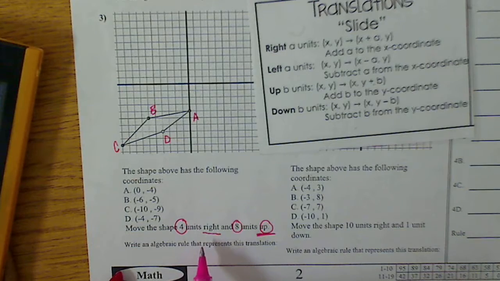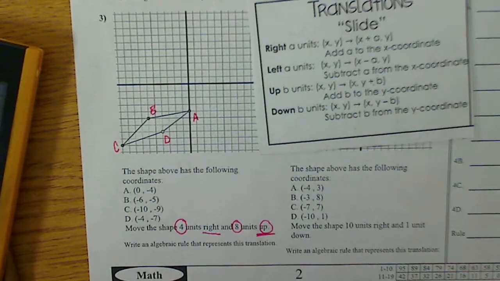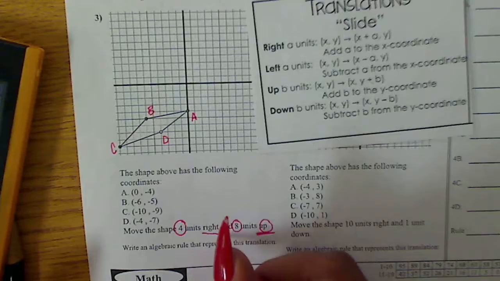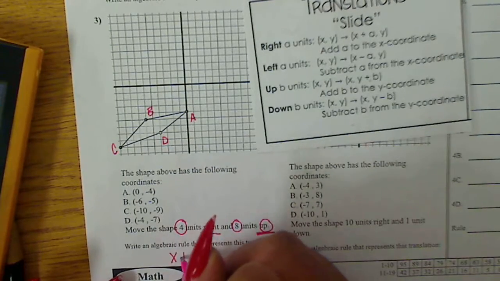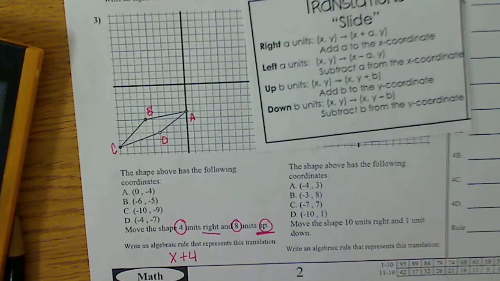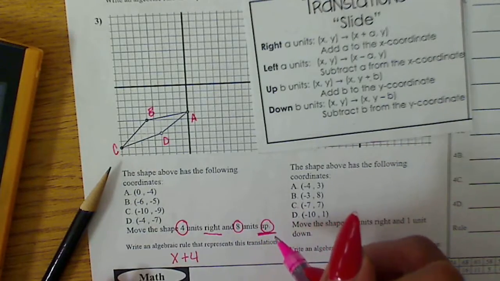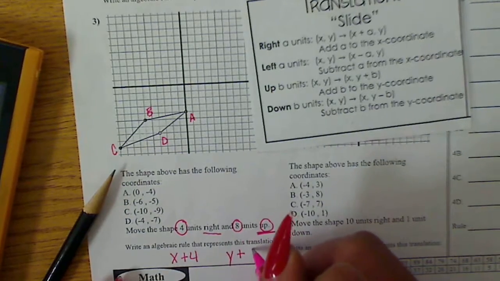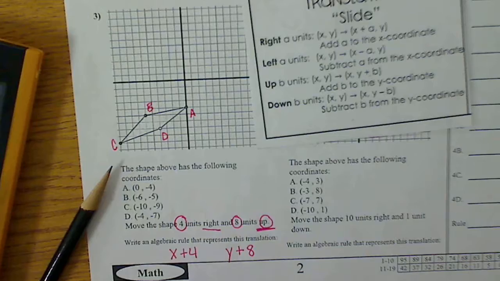So if I'm moving right or left, is that X or Y? It's X. X moves horizontally, or that's right to left. So because it says right, and right is a positive movement, I know that this means X plus 4. Now 8 units up and down. That's vertically. So which coordinate moves up and down? The Y coordinate. And if I'm going up, is that positive or negative? Positive. So that's Y plus 8. So those are my rules.